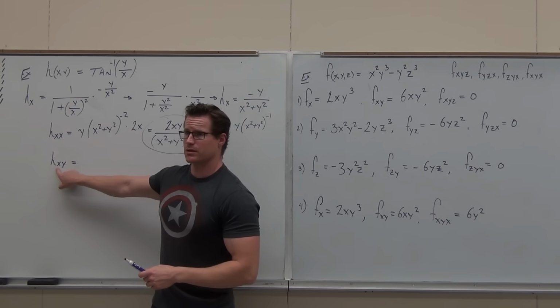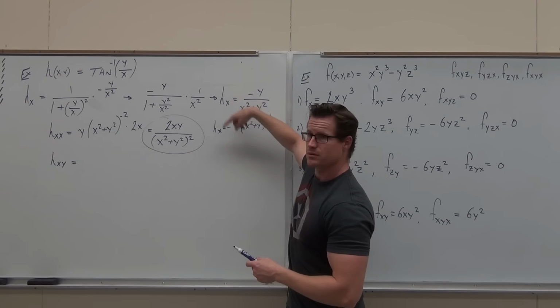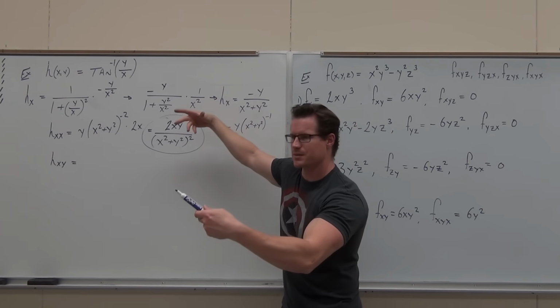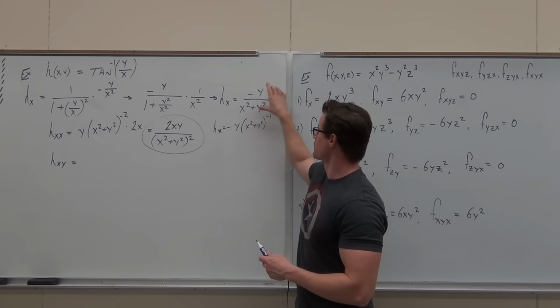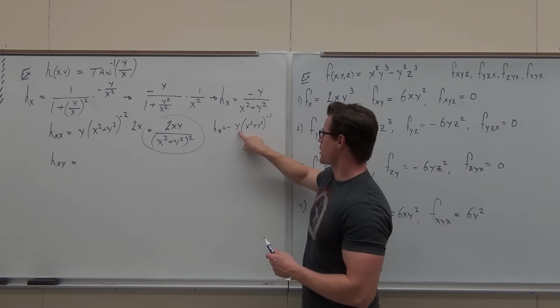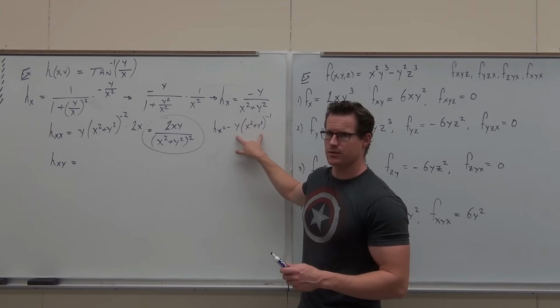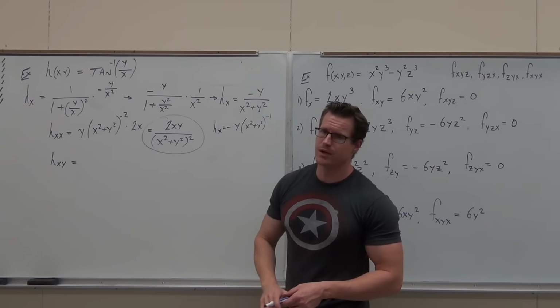I did X already, correct? It's one of these two choices. Now I want Y. Y becomes my variable. Which one would you use? It doesn't matter. But what I need you to see is quotient rule for this, if you choose that. Product rule for this, if you choose that. Either one, I don't care. I would choose quotient rule. I'm going to do that right now.